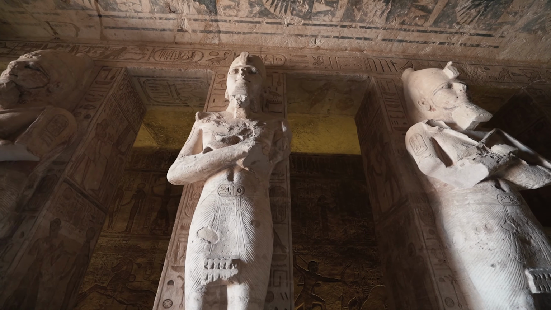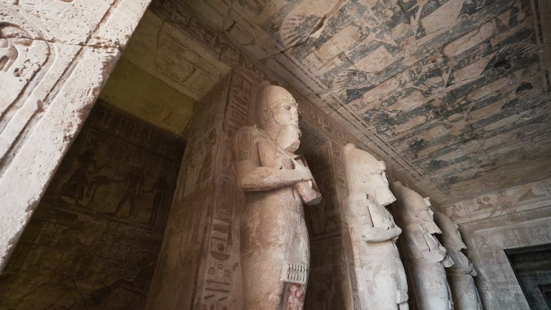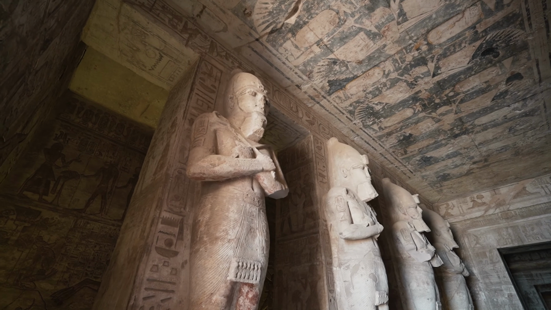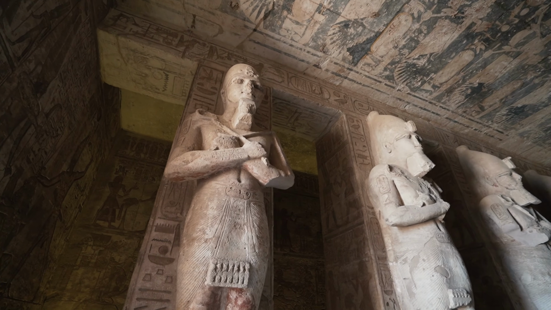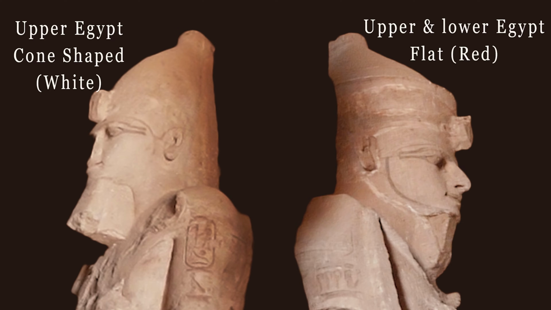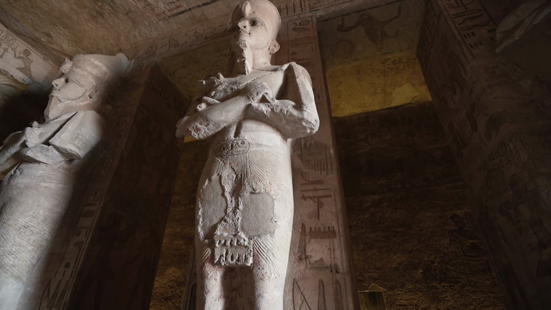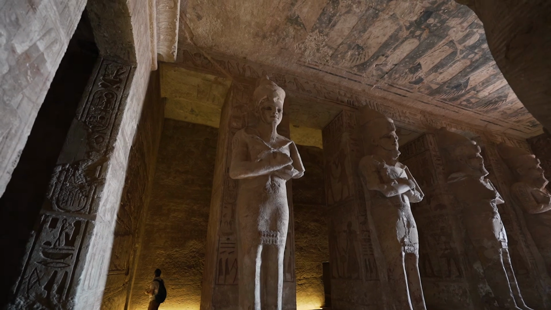Ramses as a god is linked to Osiris to indicate the everlasting nature of the pharaoh. The colossal statues along the left-hand wall bear the white crown of Upper Egypt, while those on the opposite side are wearing the double crown of Upper and Lower Egypt.